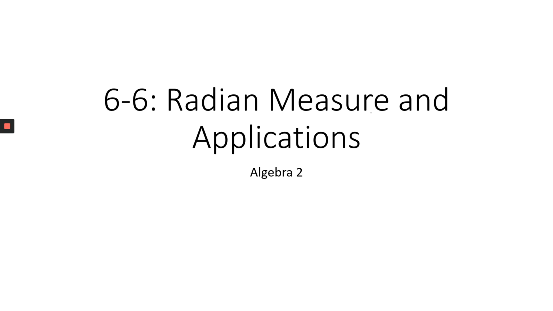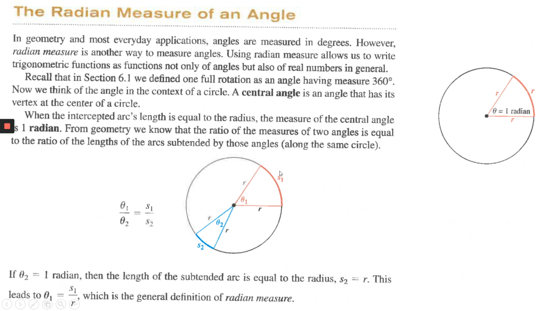Let's get started with 6 radian measure and their applications. So what is a radian? A radian is just another way to measure the size of an angle. Just like with temperature, we have Fahrenheit and we have Celsius. For an angle, we've got degrees, which we've used quite a bit. And now we're going to introduce the unit of a radian.